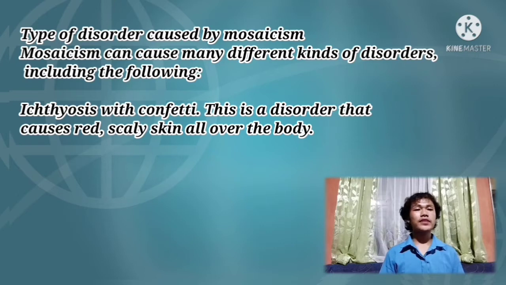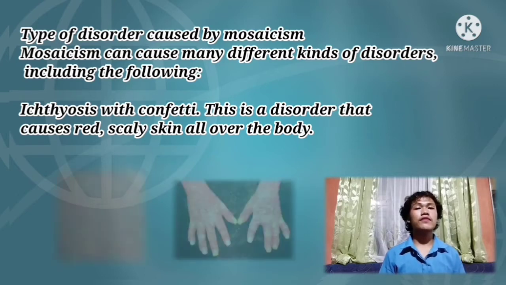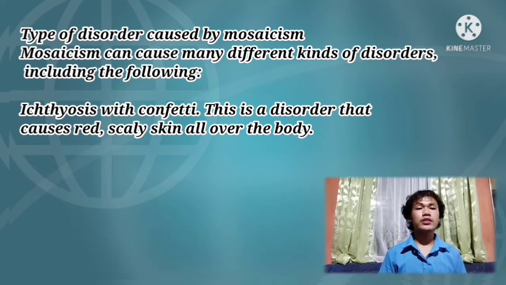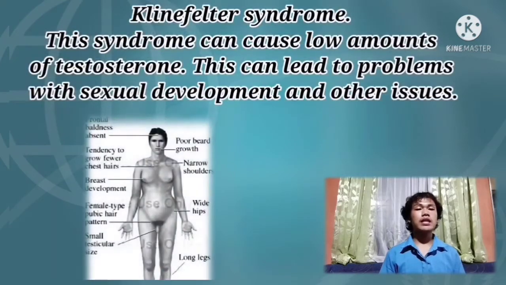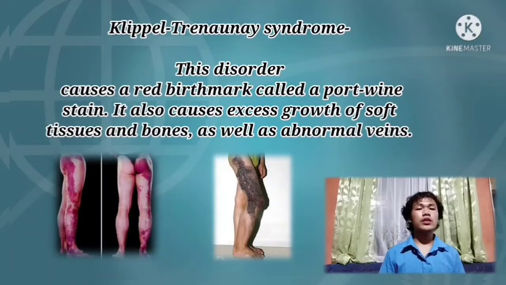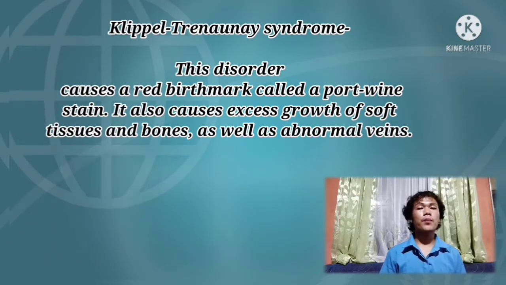Mosaicism can cause many different kinds of disorders, including the following. Ichthyosis with confetti. This is a disorder that causes red, scaly skin all over the body. Klinefelter syndrome. This syndrome can cause low amounts of testosterone, which can lead to problems with sexual development and other issues. Klippel-Trenaunay syndrome. This disorder causes a red birthmark called a port wine stain. It also causes excess growth of soft tissues and bones, as well as abnormal veins.